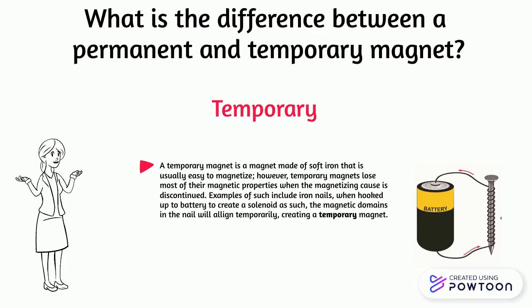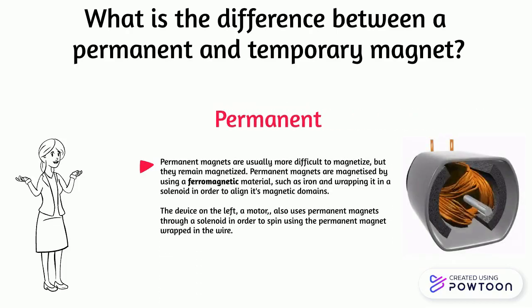When hooked up to a battery to create a solenoid as such, the magnetic domains of the nail will align temporarily, but as soon as the battery's electron flow stops, it will cease.